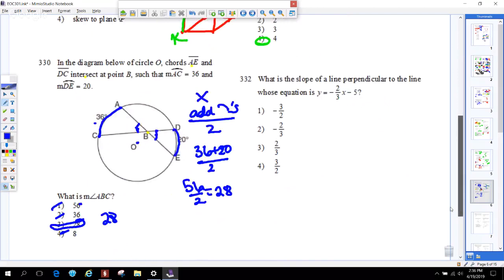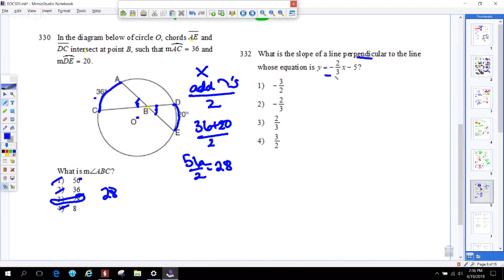332, what's the slope of a line that's perpendicular to this? Well, our original slope is -2/3, so we know our perpendicular slope is the opposite, positive, reciprocal, flip the fraction.